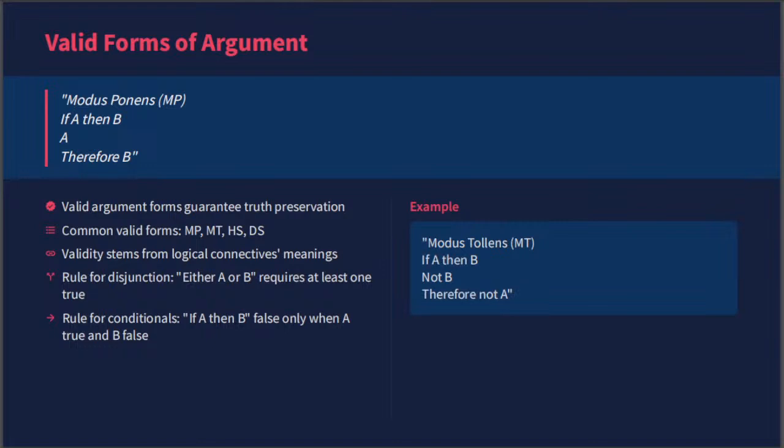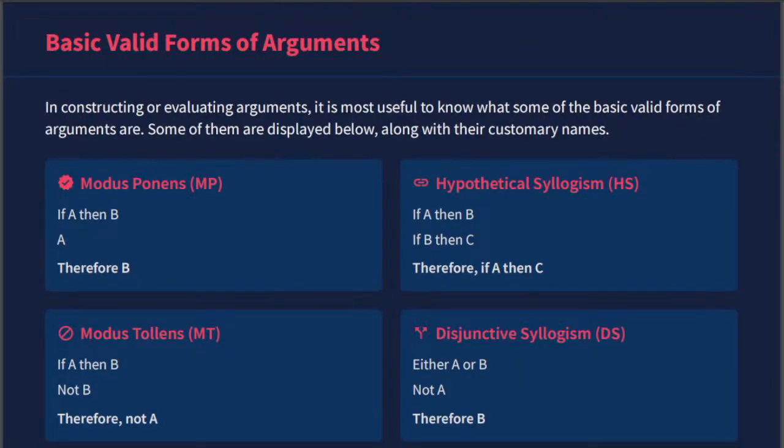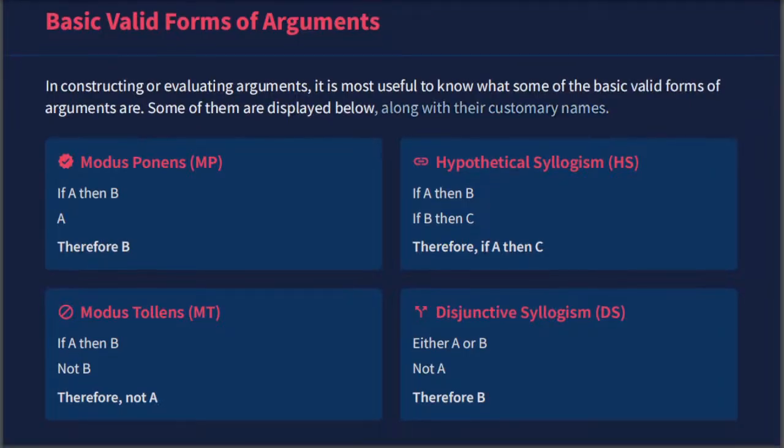So A would not be true. Let's look at this in a little more detail before we get too confused. Some of the basic forms of arguments. In constructing or evaluating arguments, it is most useful to know what some of the basic valid forms of arguments are. Indeed, some of them are displayed below along with their customary names.